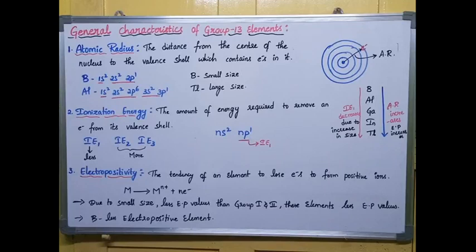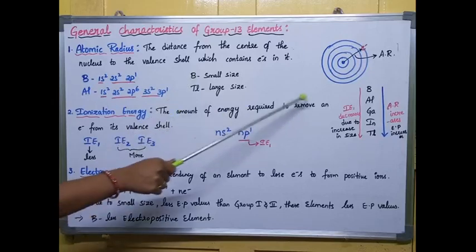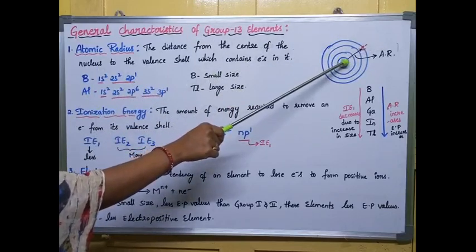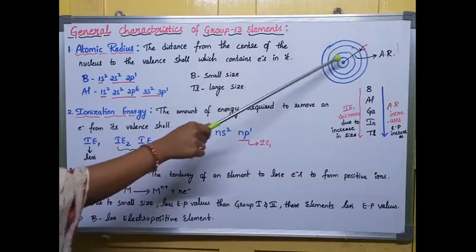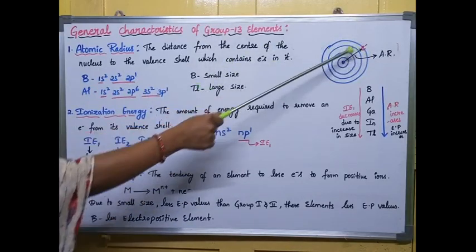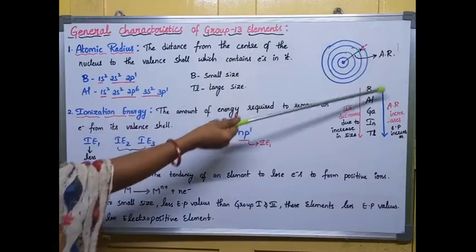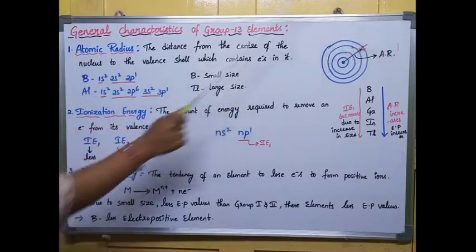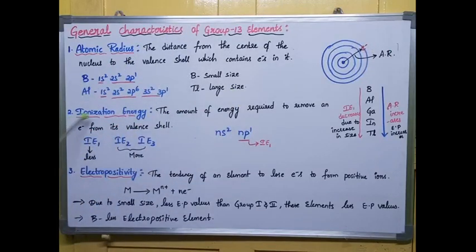Next, coming to ionization energy. Ionization energy or ionization enthalpy is the same. Ionization energy means the amount of energy required to remove electrons from the valence shell. If I want to remove this electron, I need to apply some energy, because the nucleus, which is positive in charge, attracts electrons towards itself. That energy is called ionization energy.